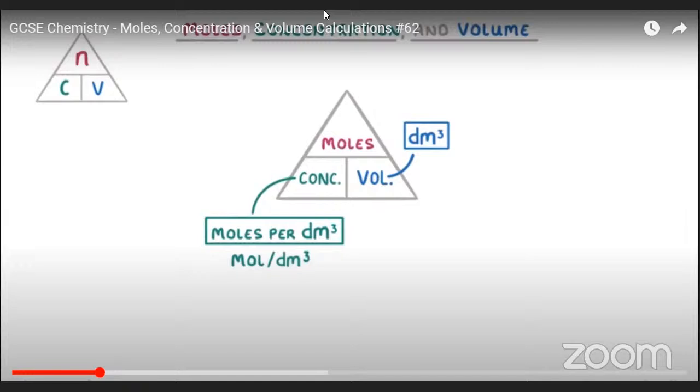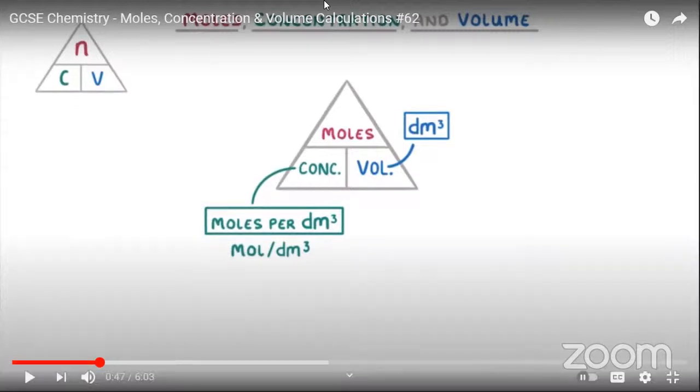So pay attention to the units. Pay attention to the units of the volume, if it is centimeters cubed or if it is decimeters cubed, okay? For the concentration, it will always be moles per decimeters cubed. And that is key to understand why we introduce 1,000 somewhere, as we shall see in the near future, okay?